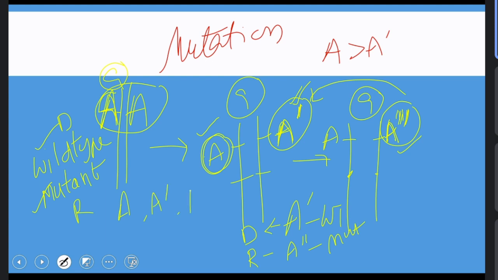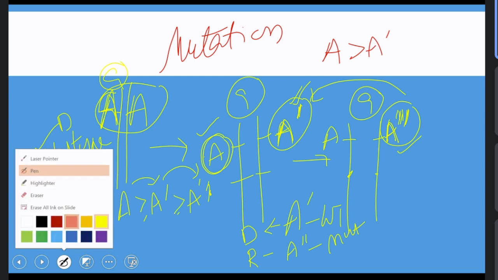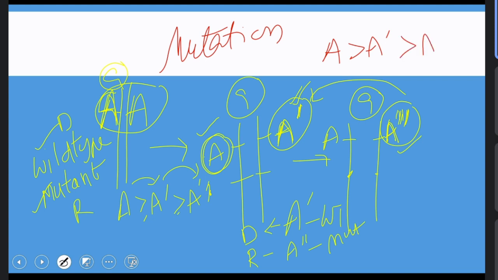A dash and A double dash. Because A gave rise to A dash, which gave rise to A double dash, what happens? A is dominant over A single dash, and this one is dominant over the double dash. Thus A becomes dominant over all the others in the multiple allelic series, and this becomes recessive. And this will be the dominant gene for this recessive gene.